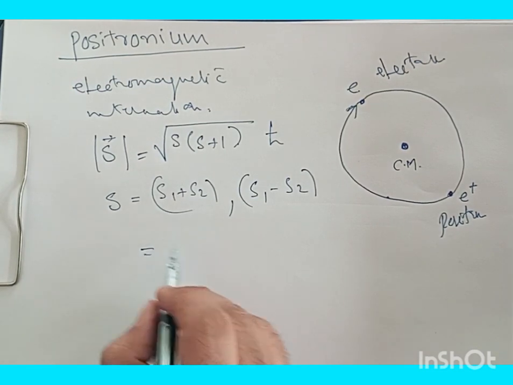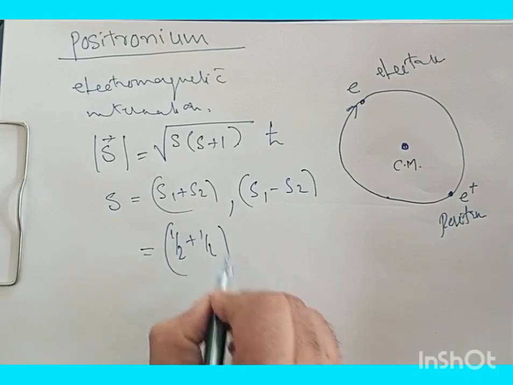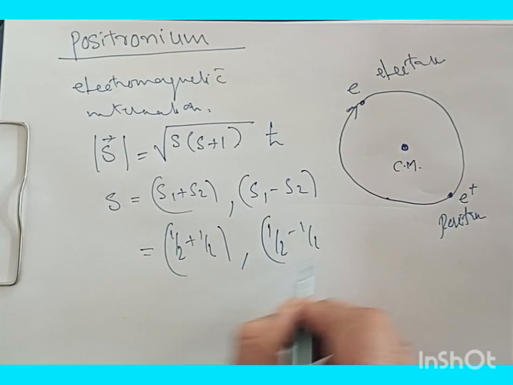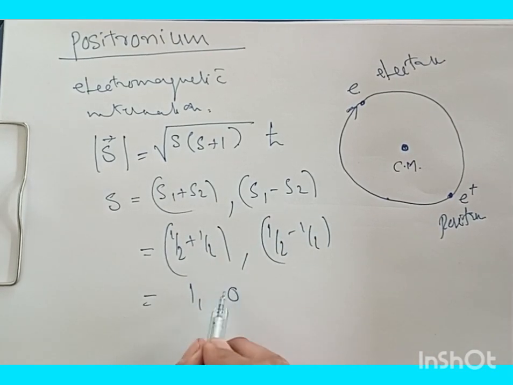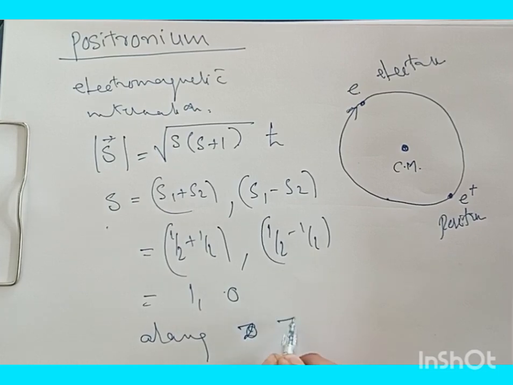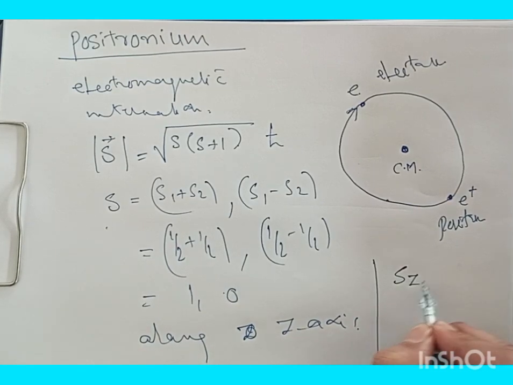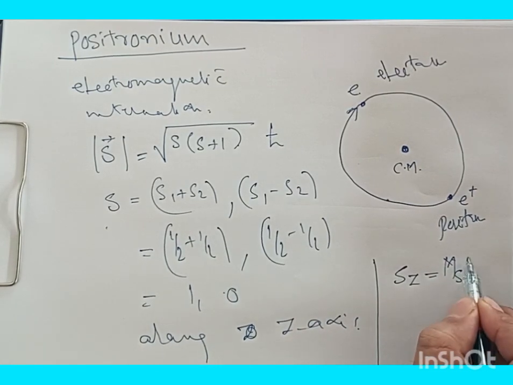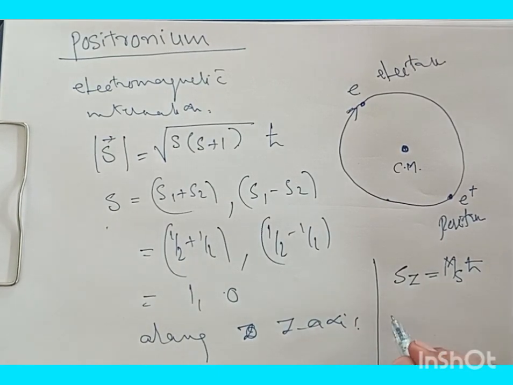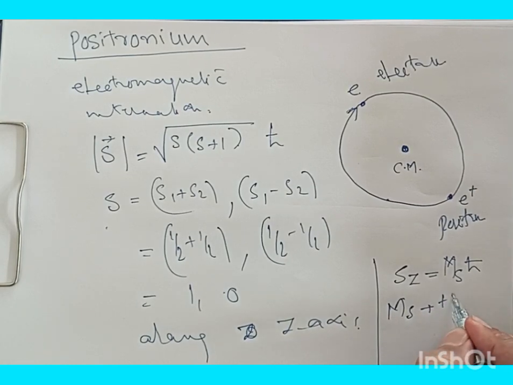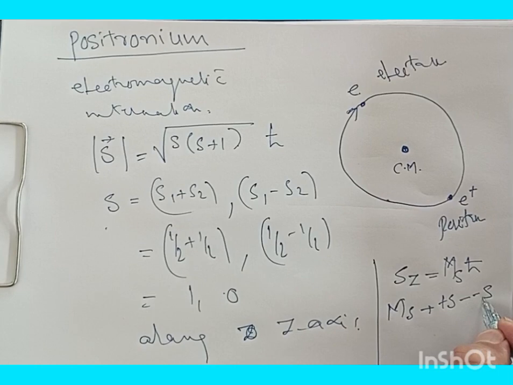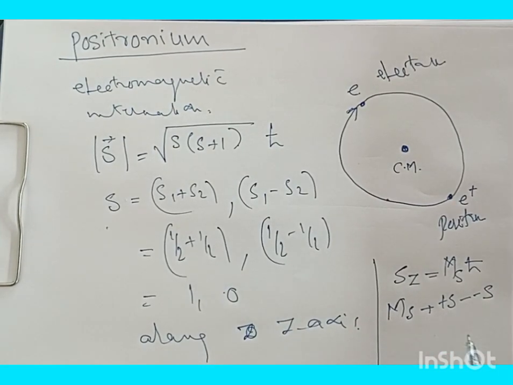If we add the two spins, we will have 1/2 plus 1/2, and in the other case, we will have 1/2 minus 1/2. So here we will have 1, and here we will have 0. If we take the component of this S along the z-axis, we know that this Sz is simply ms h bar, and this ms takes values from plus s to minus s, differing by 1.